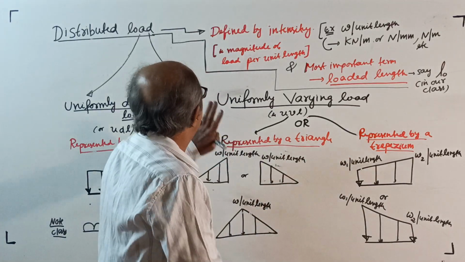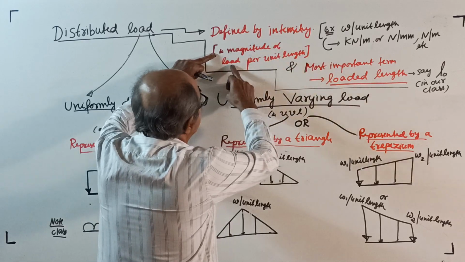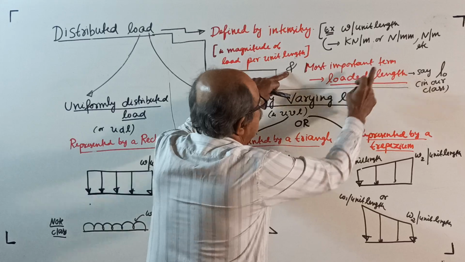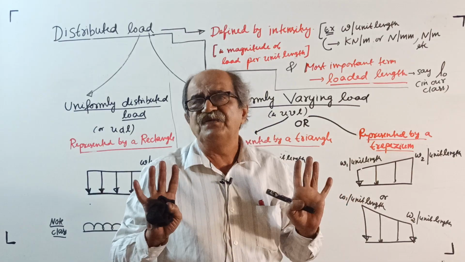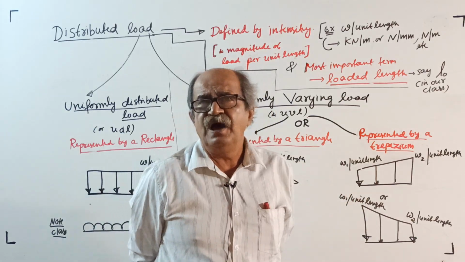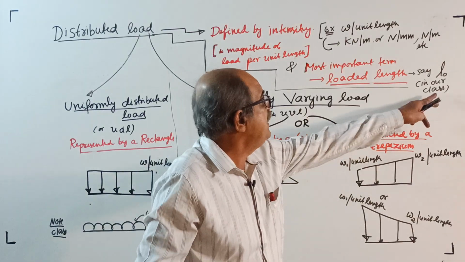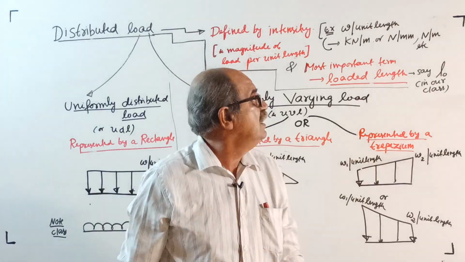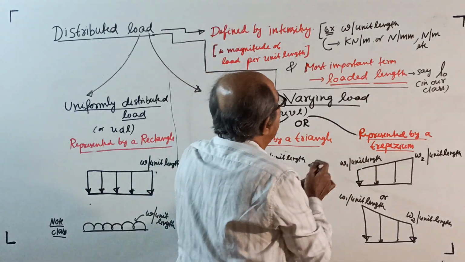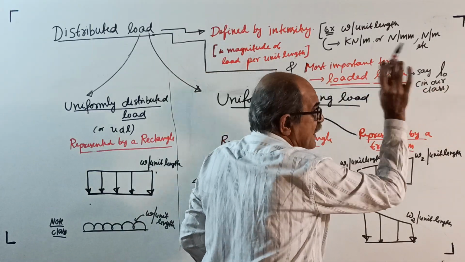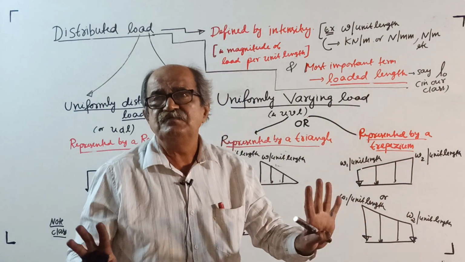Now, defined by intensity, that is magnitude of load per unit length, and the most important term is loaded length, say L naught in our class. Why I use L naught, I will tell you a little later. When people study from me, you stick to L naught. In my class, it is L naught. It need not be L. So, loaded length. This loaded length L naught will be explained in the second round with very, very thorough explanation. Time being, leave it.